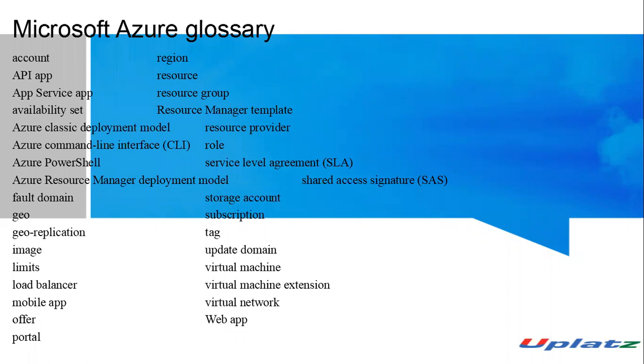Then we have shared access signature. It's a signature that enables you to grant limited access to a resource without exposing your account key. For example, Azure Storage uses SAS to grant client access to objects such as blobs.